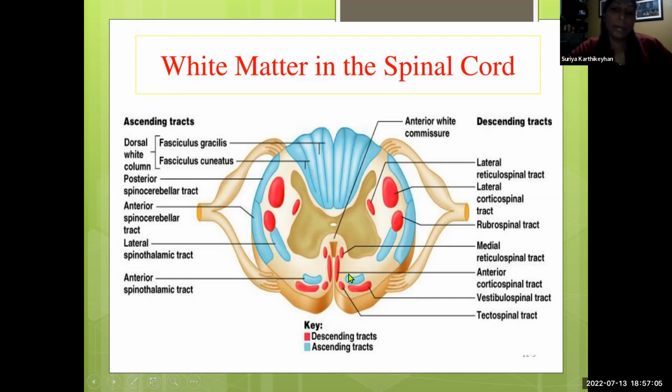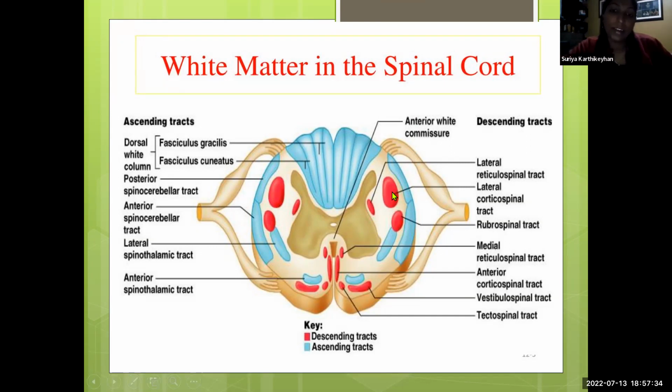Okay, and then coming to the descending tracts. What are the important descending tracts we know? It is the corticospinal tracts, the pyramidal tracts. The pyramidal tract will be occupying the central portion of the white matter, in the lateral white column, the central portion. These tracts are running from the cervical region to the sacral regions, so we have to trace these tracts at each level.